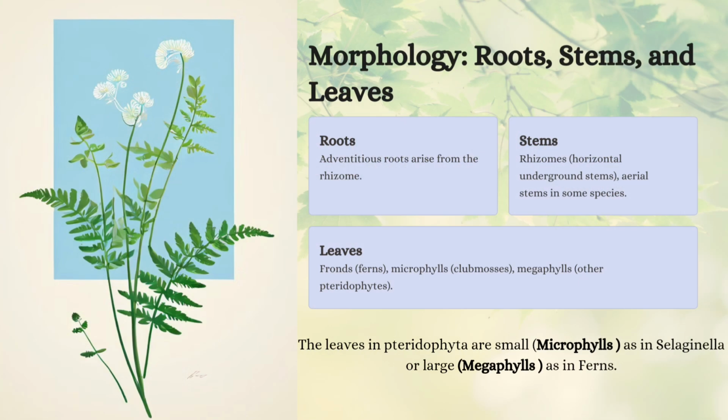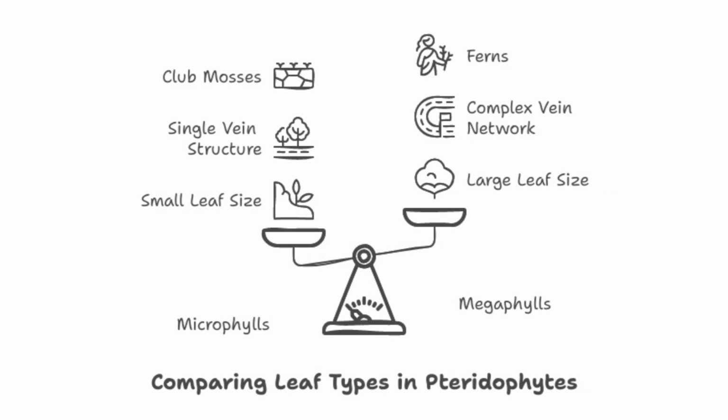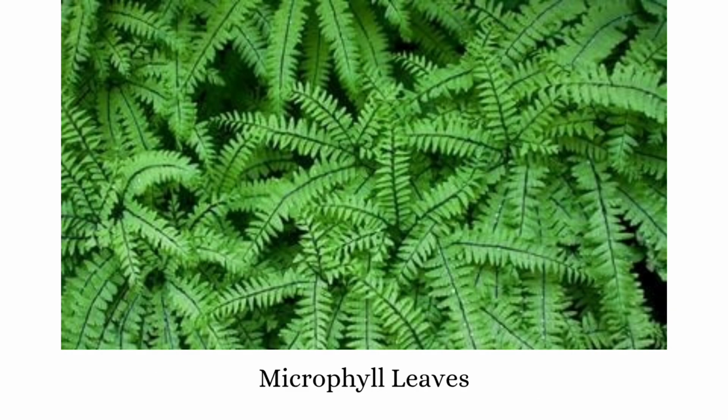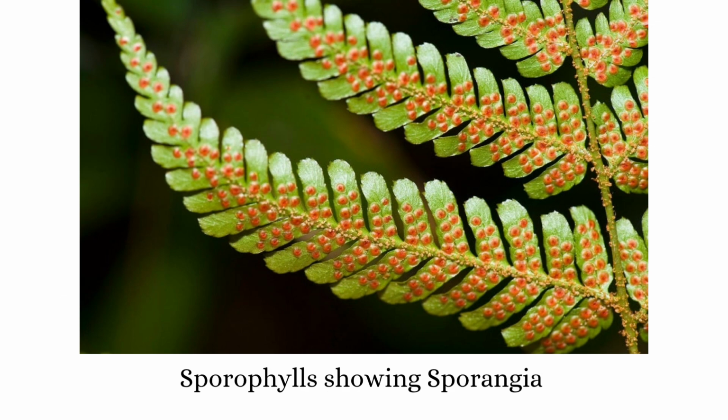Roots. They have true roots that anchor the plant and absorb water and minerals from the soil. The stems of pteridophytes can be underground rhizomes or aerial. Pteridophytes have true leaves, which can be microphylls. Microphylls are small, single-veined leaves as in club mosses. Or megaphylls, the large, complex leaves as in ferns. These leaves carry out photosynthesis and produce spores in specialized structures called sporangia.